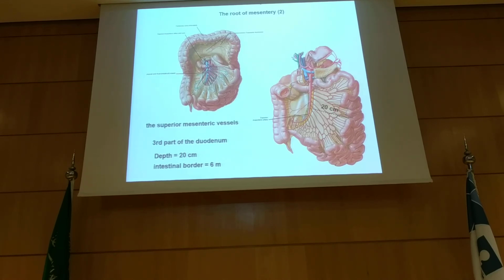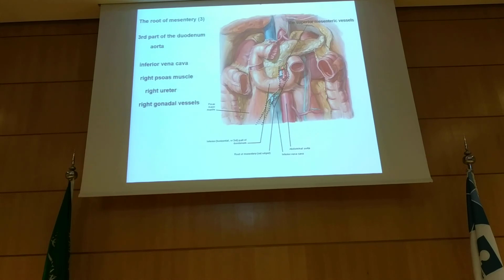Now this line of attachment of the mesentery of the small intestine to the posterior abdominal wall crosses these structures. It crosses the pancreas, the third part of the duodenum, the aorta, the inferior vena cava, and the psoas muscle. Okay, and remember, by default I said, whenever we mention the psoas muscle, we need to remember that we will always have the ureter and the gonadal blood vessels, whether testicular or ovarian, running on the psoas muscle.